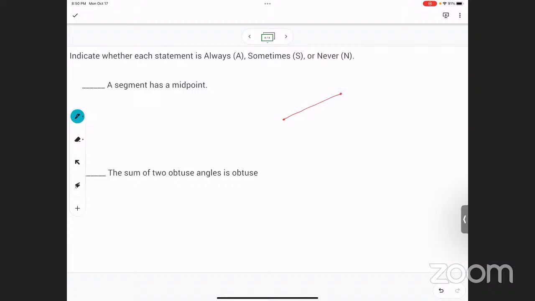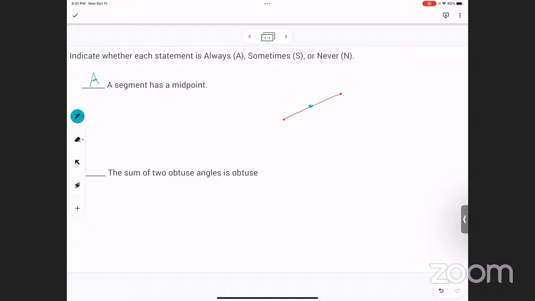Does this red one that I just drew have a midpoint? No. You sure? I mean, I didn't draw it, but does it have a midpoint? Yeah, it has a midpoint. It's whatever the point is in the middle. You don't have to put the dot there. It still has it. You get what I'm saying? Yeah, so it always has a midpoint. So this would be always.